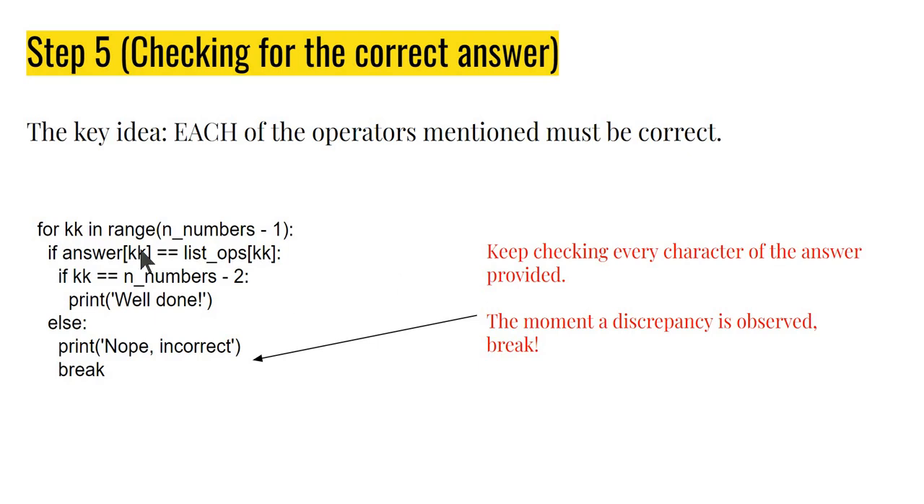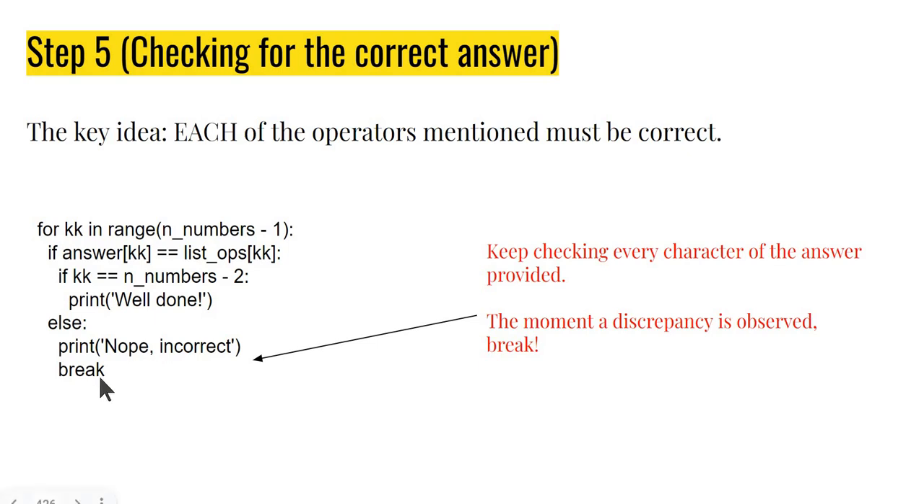So what I can check is, for kk in range n numbers minus 1, because that's the number of operators that I have, if my answer kk is equal to list ops kk. Now remember, list ops is the list of operators for that question. So all I'm checking is that every answer that has been provided, element by element, matches the list of operators. If that happens, that's good. If that does not happen, now this is very interesting. If I do not see an equality, I know something has gone wrong, because each one of them had to match. If there's one which is not matching, I know something is wrong.